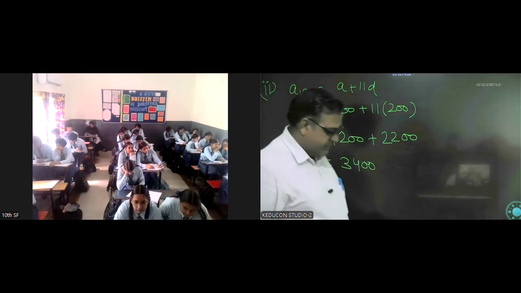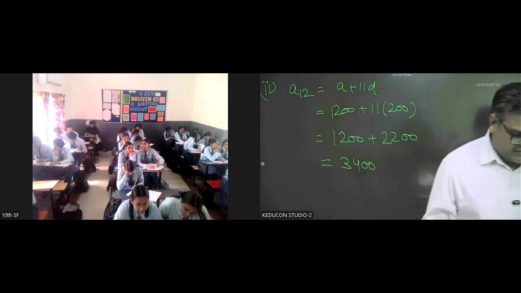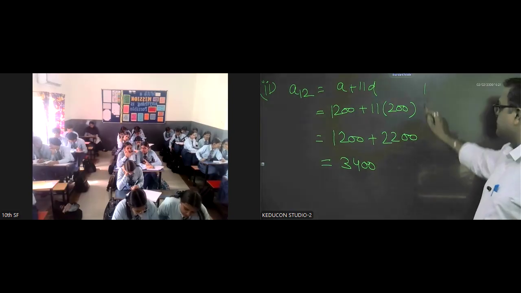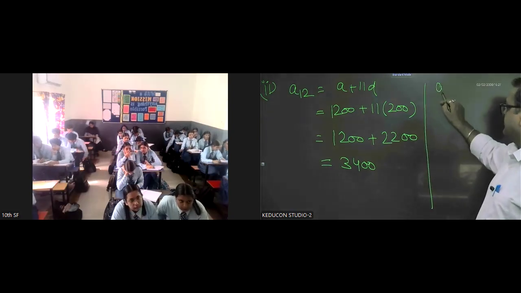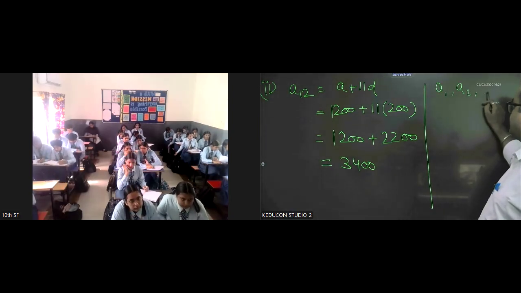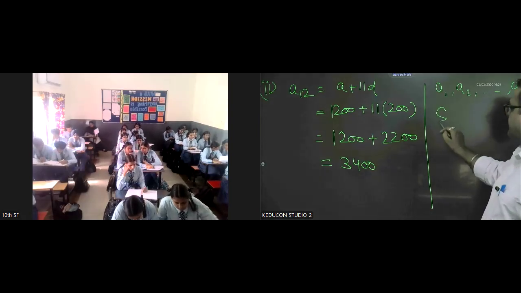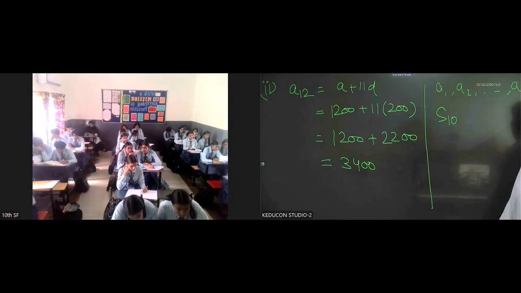Right, this is the second part. Now the third part is, students, find the total production in the first 10 years. What do you mean by total production? Whatever the number of cars have been produced in 10 years, you have to find the sum of that. That means S10. What is S10?